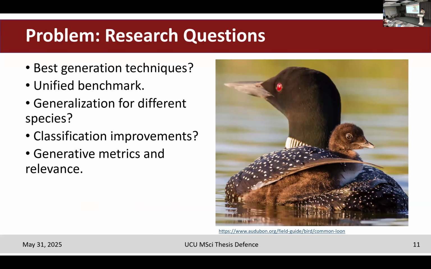So let's state the problem. Research questions that were tackled in the study are: which conditional generation architectures yield the most convincing generations? How do state-of-the-art text-to-audio models work on a unifying benchmark for this task? How well do those models generalize to multiple species? Also, can synthetic data improve classification for ecoacoustics, especially for rare species? And finally, which objective metrics are most related with human perception of this task?